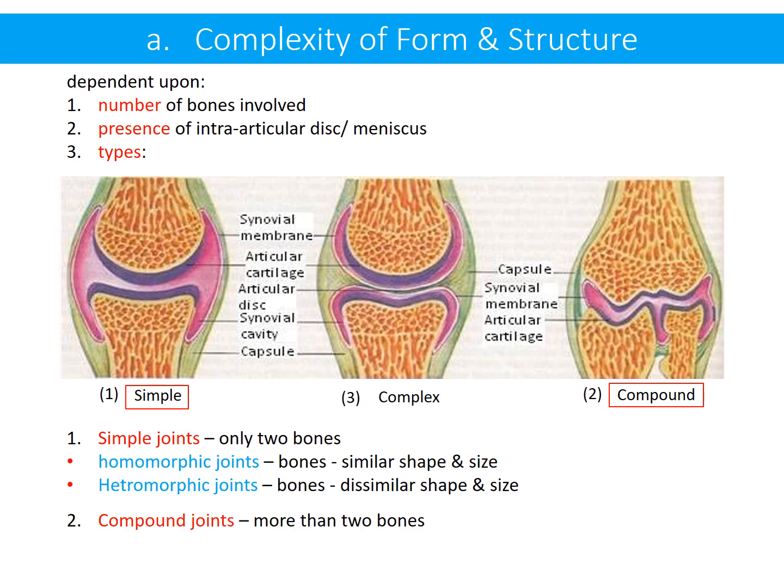Second group is compound joints, where more than two bones are involved. And when there is an intracapsular disc or meniscus between the bones, then the joints are named as complex joints.